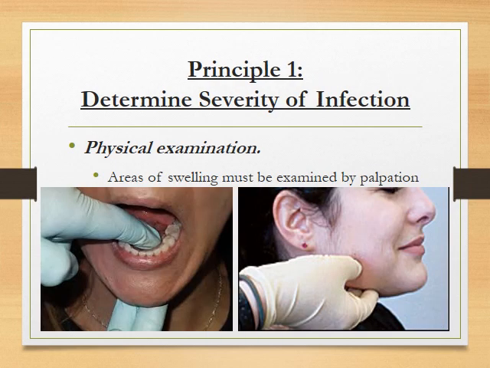The other part of the physical examination is palpation of any area of swelling. The palpation is done by digital palpation, like here in this case. We are examining the floor of the mouth for any involvement of the submental or sublingual space. I put two fingers below the floor of the mouth to support the swelling, and with the index finger I am doing the palpation, gentle palpation. Here also we are examining the submandibular area, two fingers supporting the floor of the mouth and one finger doing the palpation.